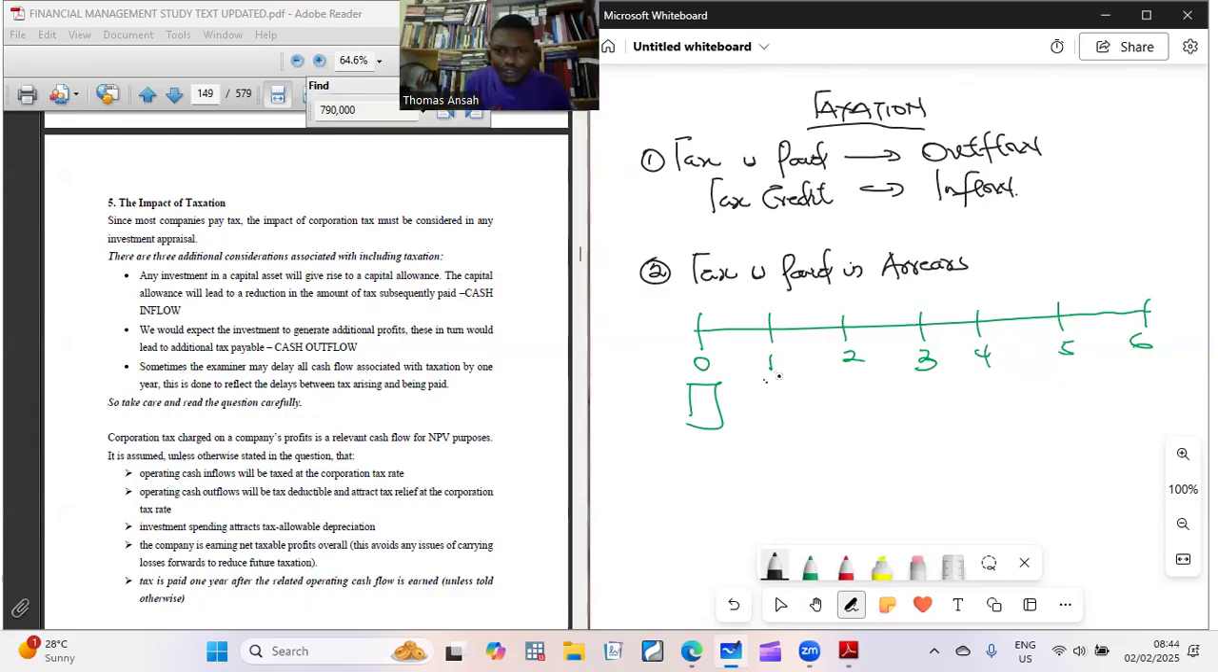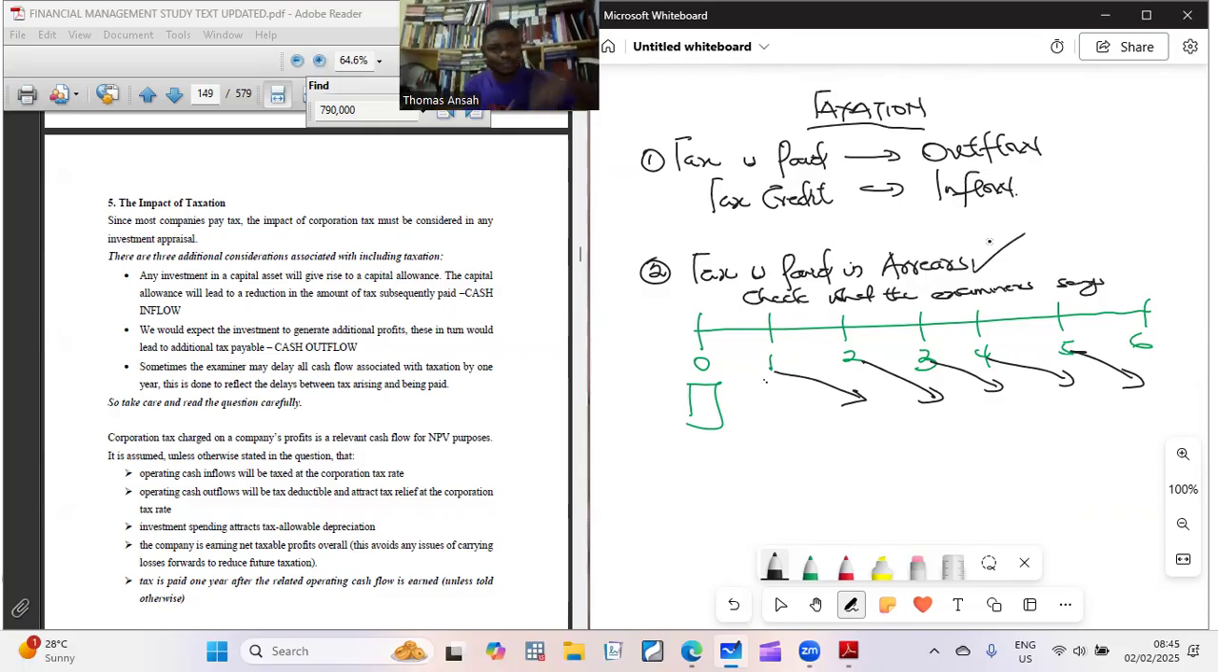So it means that the tax payable for year one will be paid in year two. The tax payable for this one too, like this. This is how it will be. That is what we mean by tax is in arrears. But be careful, because a question can tell you that tax is paid in the year profit is earned. If the question says that, then your hands are tied. So check what the examiner says. If he doesn't say anything, the default is the arrears.